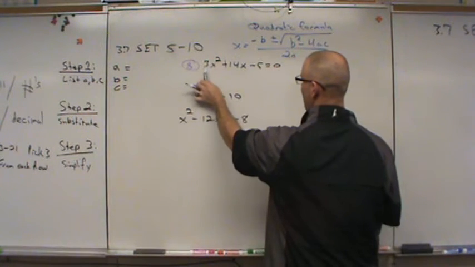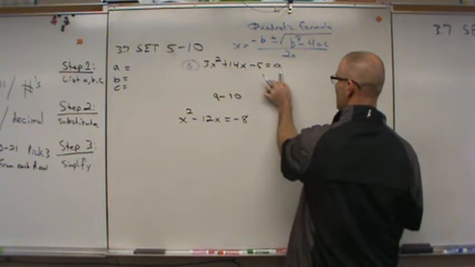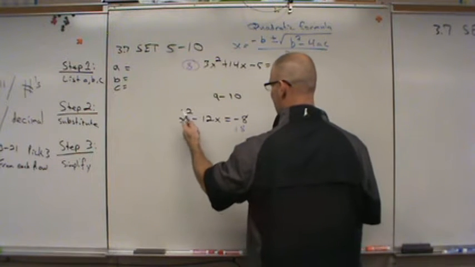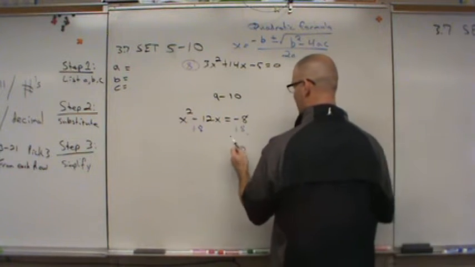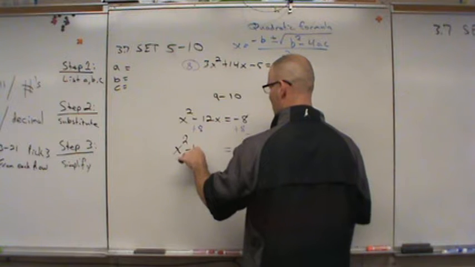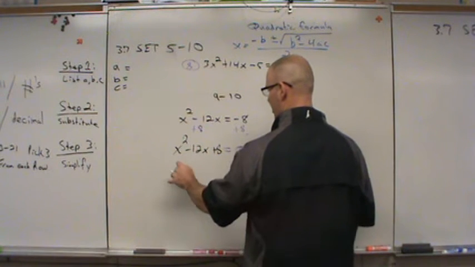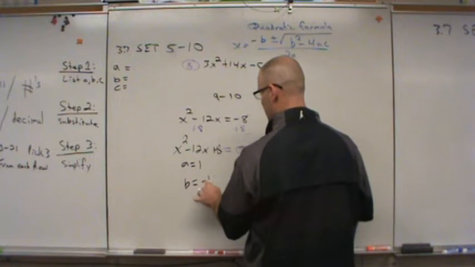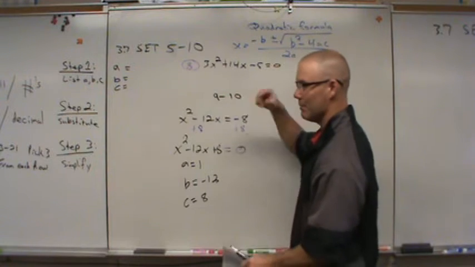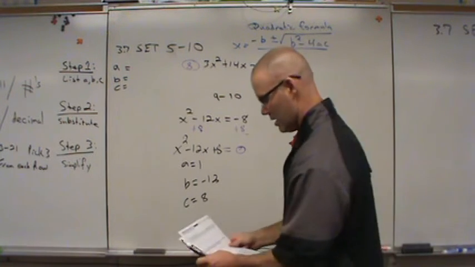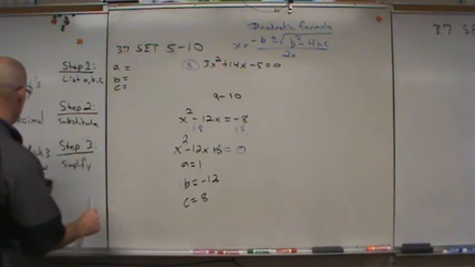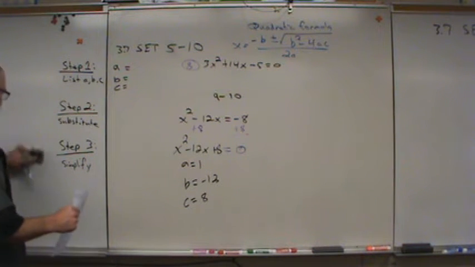This is standard form: ax squared plus bx plus c equals 0. This is not. How do I make it 0? I make it 0 by adding 8 to both sides. If I add 8, I get 0 is equal to x squared minus 12x plus 8. Now I can list a is 1, b is negative 12, and c is positive 8. C is not negative 8. You have to make that manipulation in 9 and 10. Otherwise, your answers are not going to be correct. All right? So there's part 1 of today for the video.